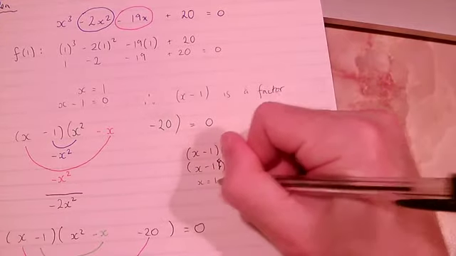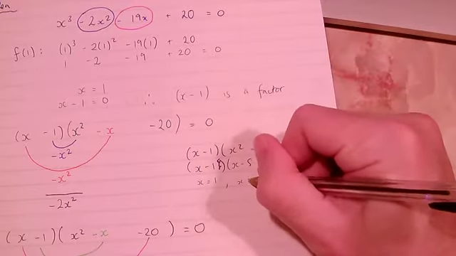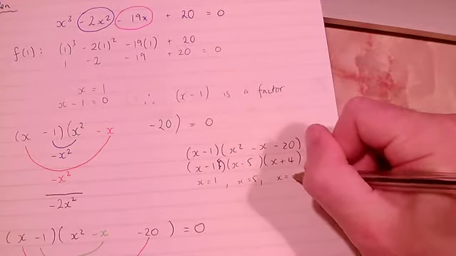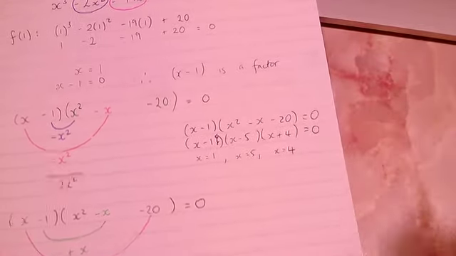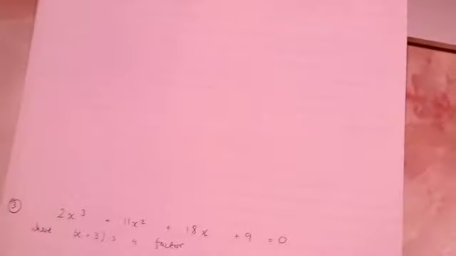So then I know that my solutions to this are x equals 1, x equals 5, and x equals 4. Let's have a go at another one. After a couple of examples you'll feel a lot more confident. So if I look at number 2 here, what I want to do is start by guessing a number that goes into it.